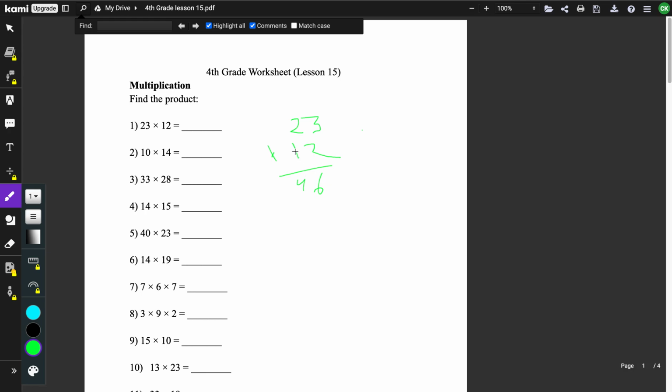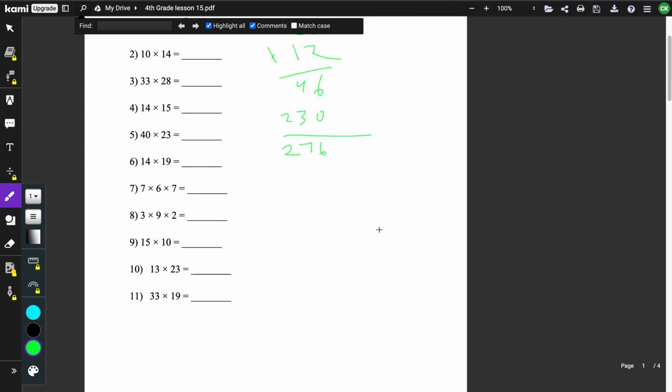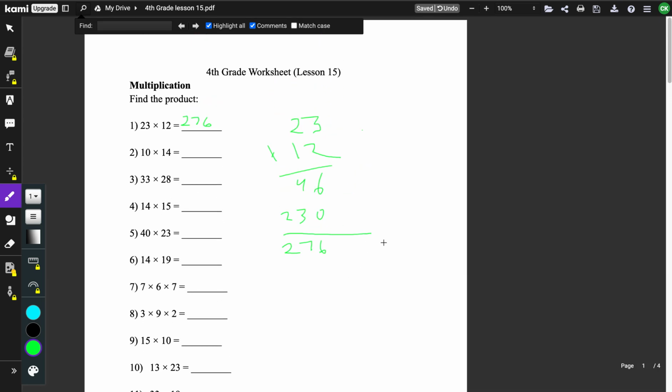2 times 3 is 6, 2 times 2 is 4, so 46. Then 1 times 3, you have to add the 0, and then 1 times 2, 2, and that should give you 276 for the first one. I'm only going to do 3 problems because this one takes quite a bit. So let's do number 5.